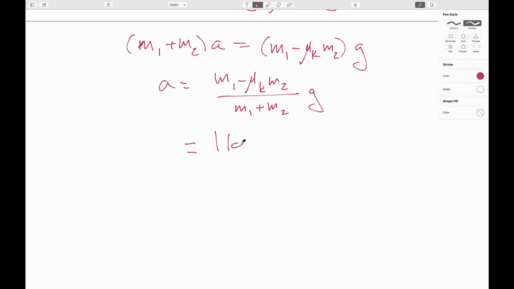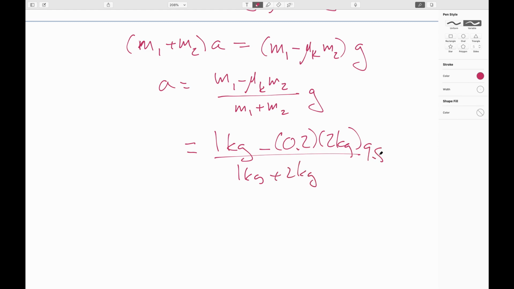So 1 kilogram minus 0.2 times 2 kilograms over 1 kilogram plus 2 kilograms times 9.8 newtons per kilogram. And since we're solving for an acceleration, we'll just observe that a newton per kilogram is dimensionally meters per second squared. Grind this through on your calculator. You will get 1.96 meters per second squared.